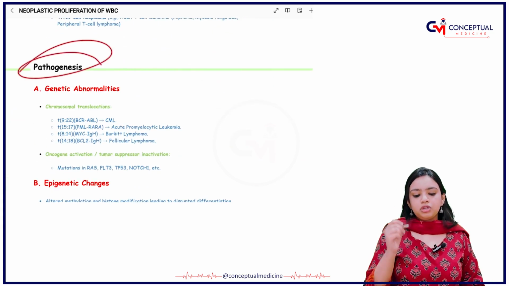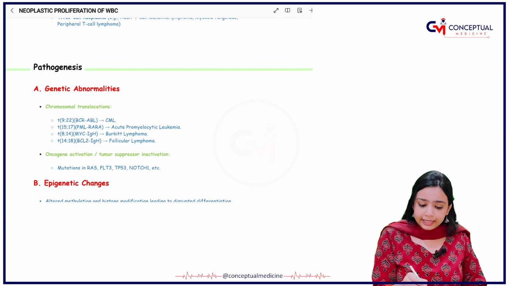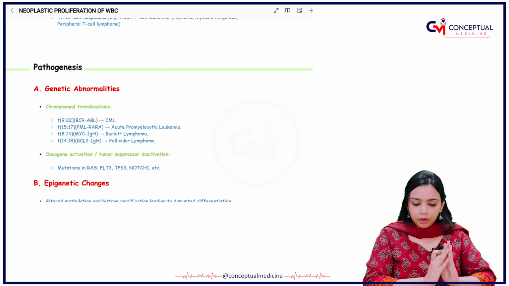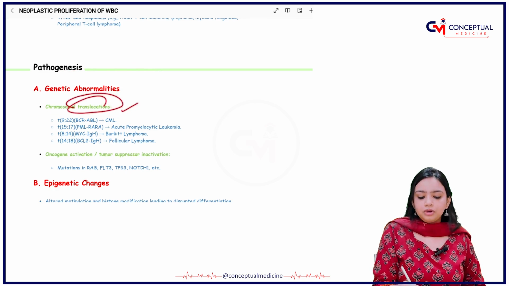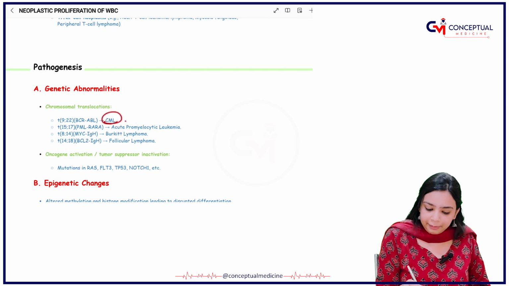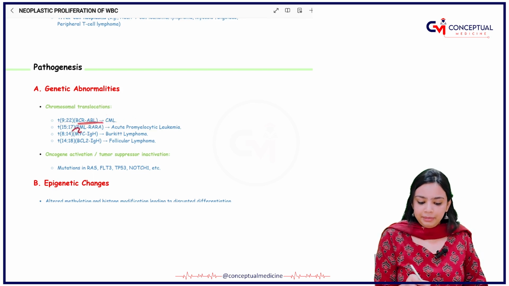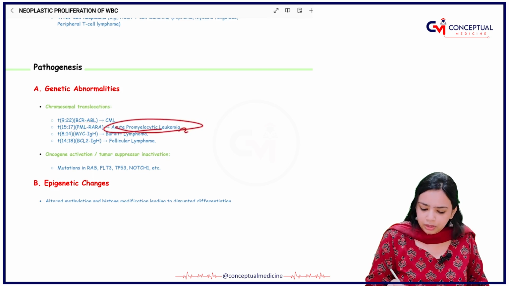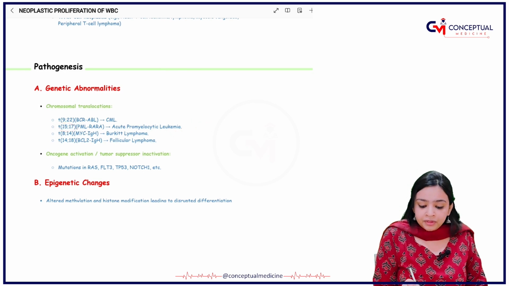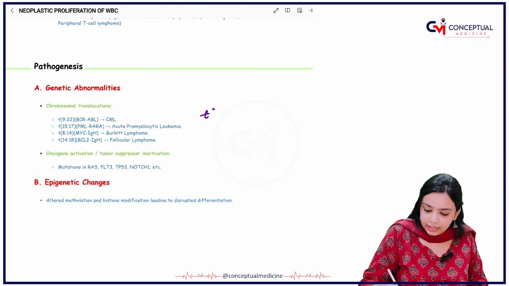Coming on to the pathogenesis, what happens first? First thing first, there will be genetic abnormalities. On the basis of genetic abnormalities, like chromosomal translocation, we will be able to diagnose. Like when there is CML, there will be translocation t(9;22) and BCR-ABL. For acute promyelocytic leukemia, there will be t(15;17). For Burkitt's lymphoma, there will be t(8;14).